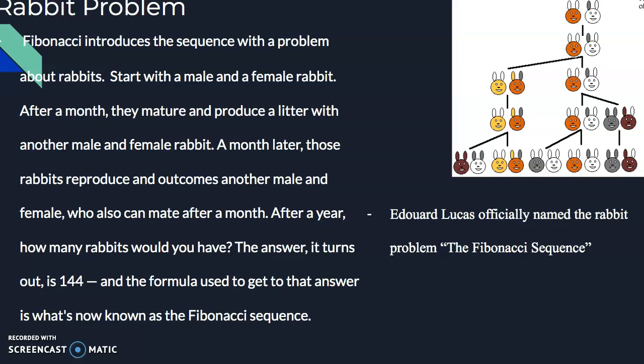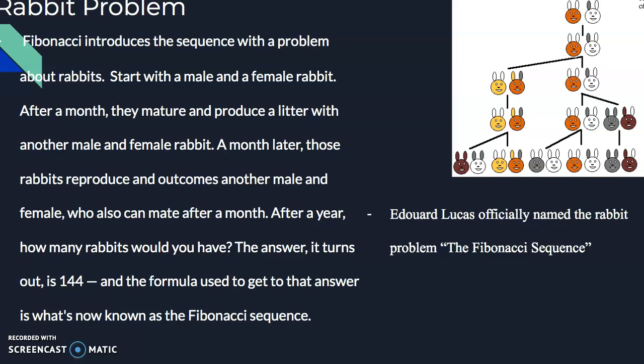Fibonacci started out with the rabbit problem, and the rabbit problem introduces a sequence with a problem about rabbits. Start with a male and female rabbit. After a month, they mature and produce a litter with another male and female rabbit. A month later, those rabbits reproduce and out comes another male and female, who also can mate after a month.